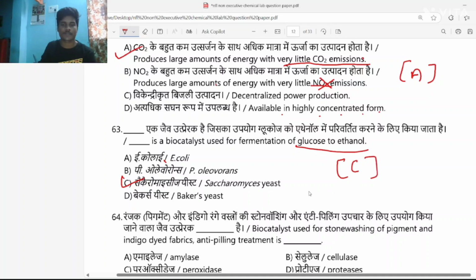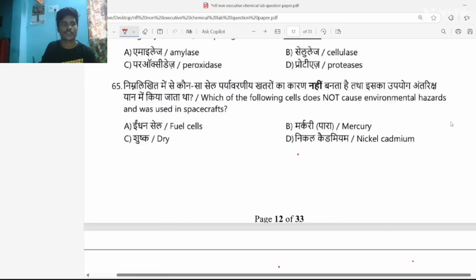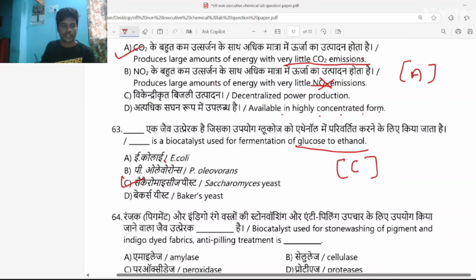Biocatalyst used for stone washing of pigment and indigo dyed fabrics, and anti-pilling treatment, is? Options are amylase, cellulase, peroxidase and protease. Answer is cellulase. Option B is the correct answer.